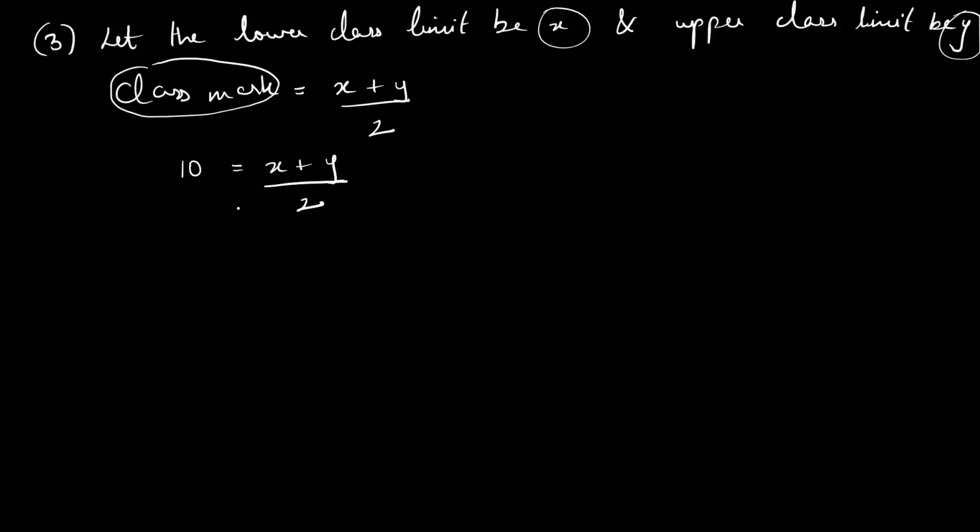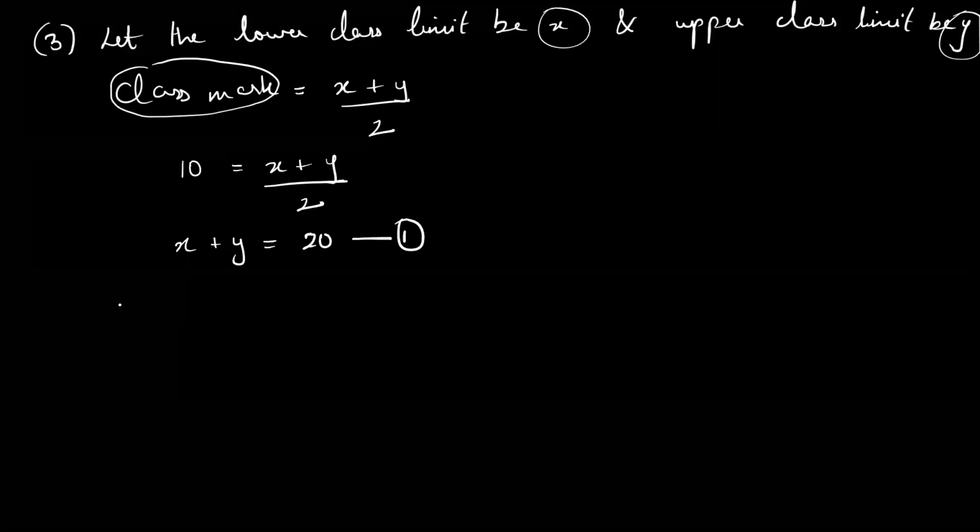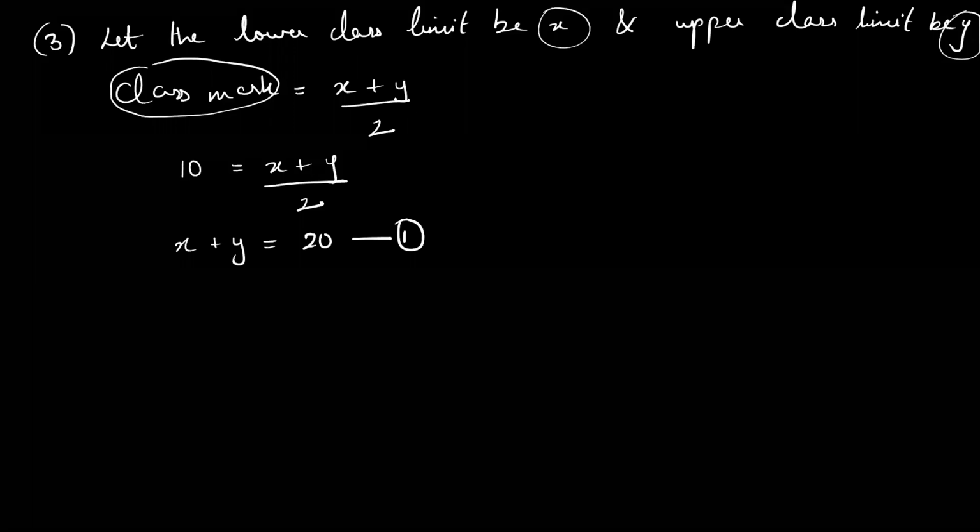If I take 2 there, what will I get? So x plus y is equal to 20. 10 into 2. Okay, 20. So this is our equation 1. Okay, next they're telling us class width. How do you find the class width? Upper class limit minus lower class limit. Okay, so upper class limit is y minus lower class limit is x is equal to 6.